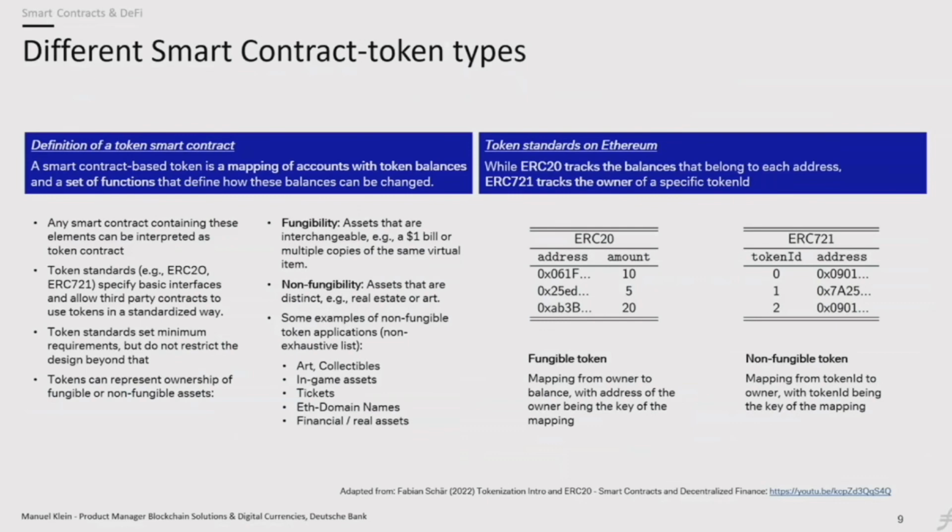And last but not least here, ERC 721, that is one asset here. And it has the token ID 0. This is just an example, obviously, right?